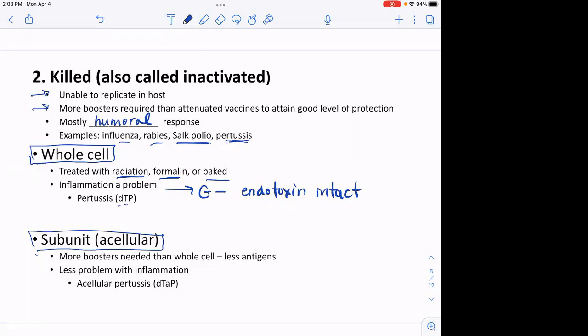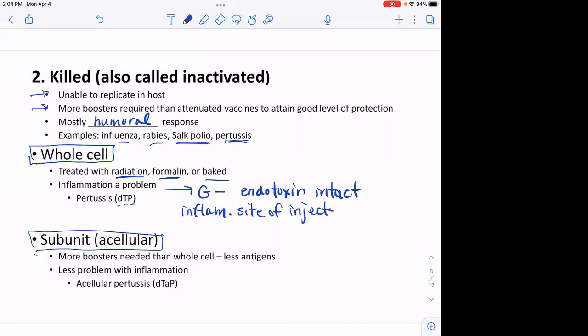It was called DTP. The D stands for diphtheria, the T for tetanus. We give that in conjunction with the pertussis whole cell. Well, about 20 years ago, we decided to change and not use that whole cell pertussis anymore because it caused a good deal of inflammation, especially around the site of injection. Now this is not a serious side effect. Things like redness, swelling, maybe a little fever as a result of that.